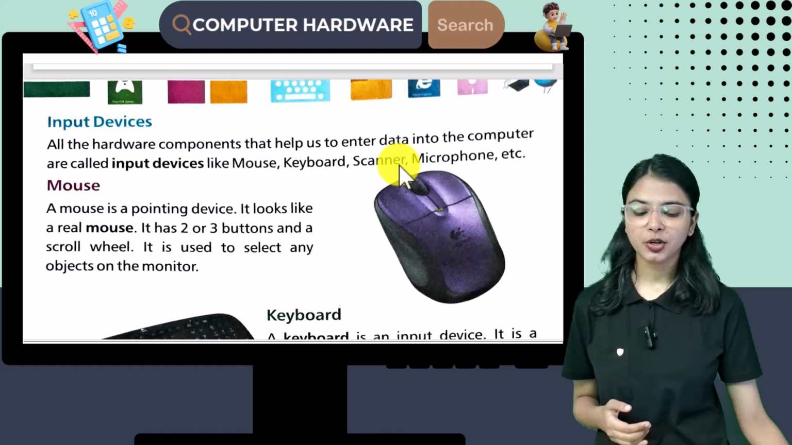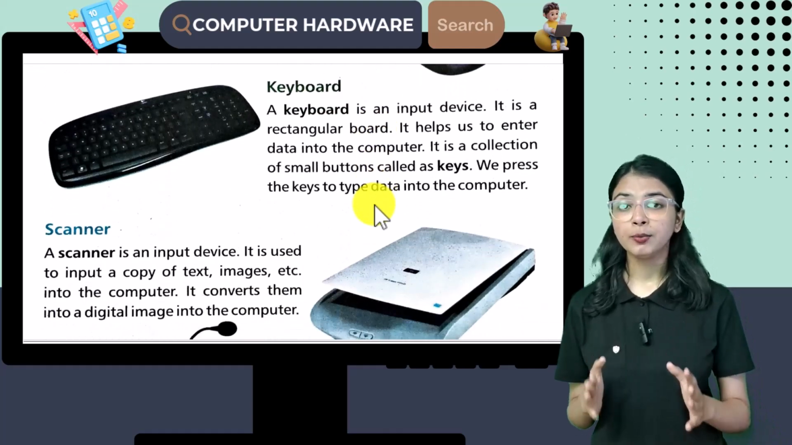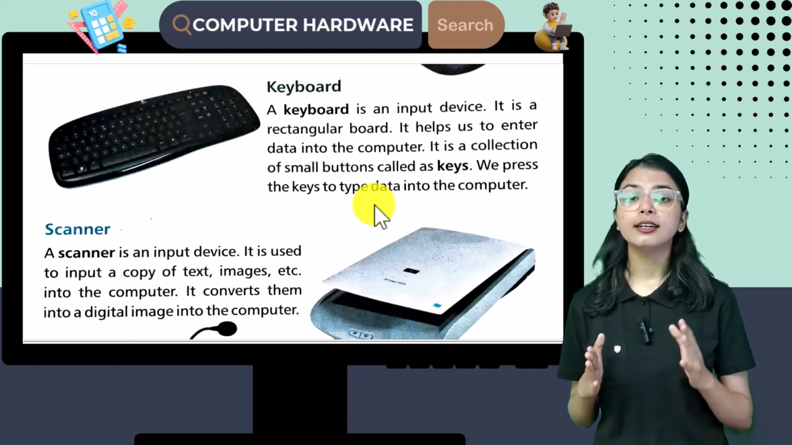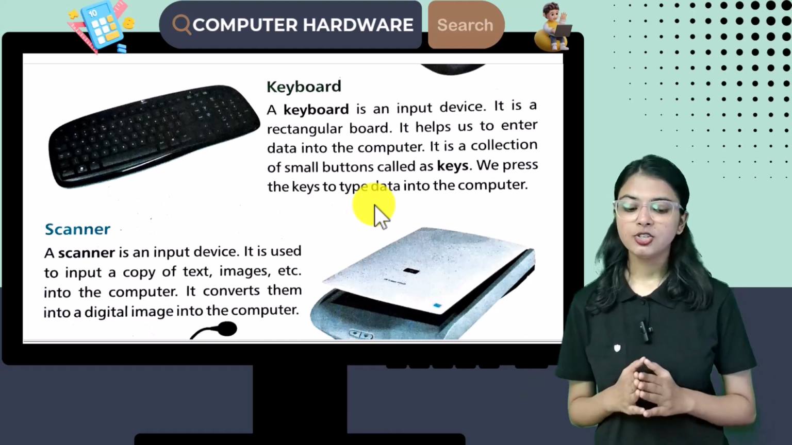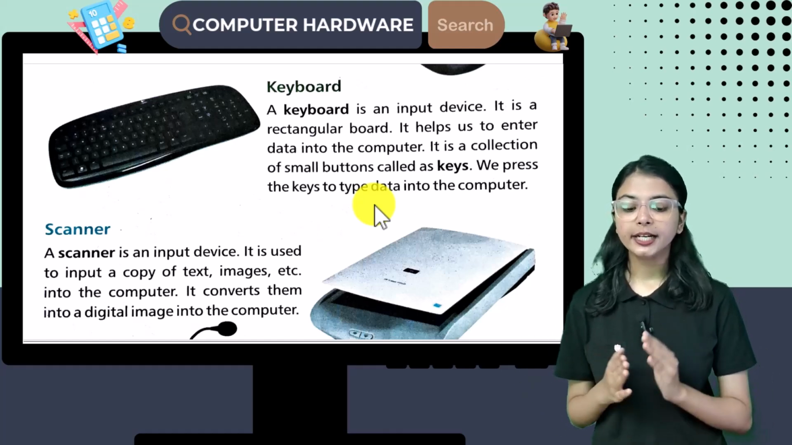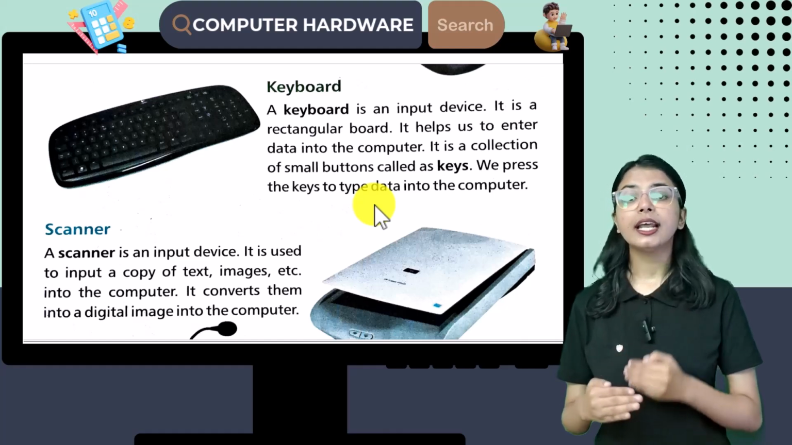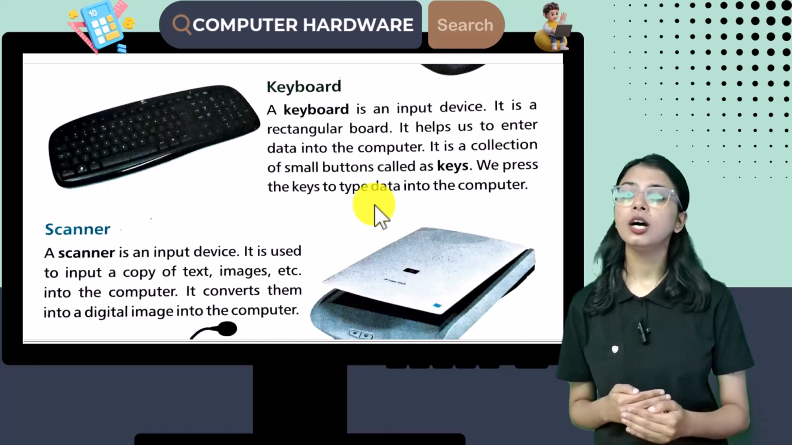Your second input device is keyboard. So keyboard is an input device. जो keyboard है वो एक input device है. It is rectangular in shape. It helps us to enter data into the computer. So with the help of keyboard, we can enter numbers, alphabets or symbols into the computer.